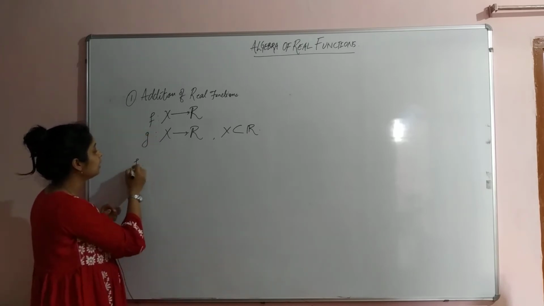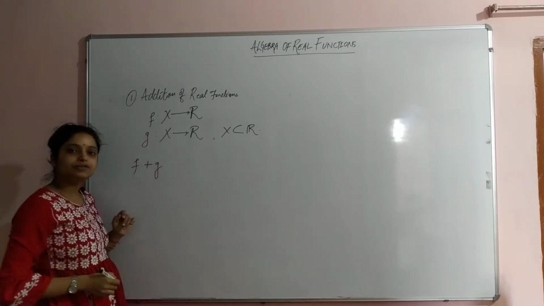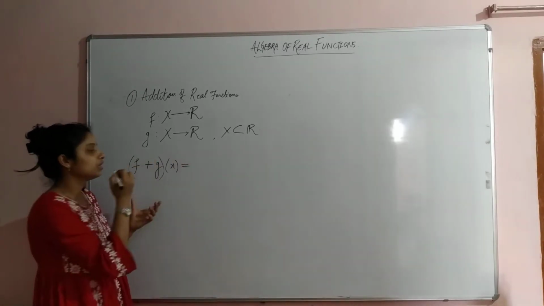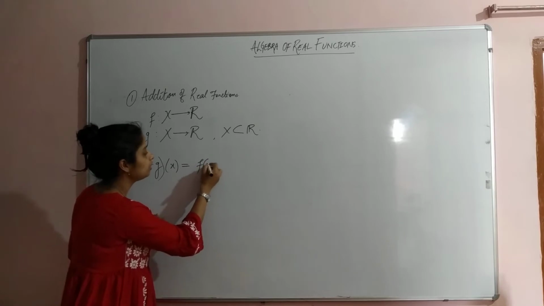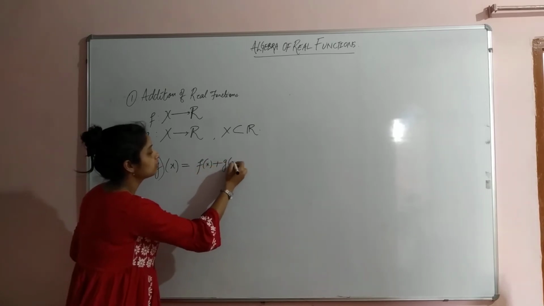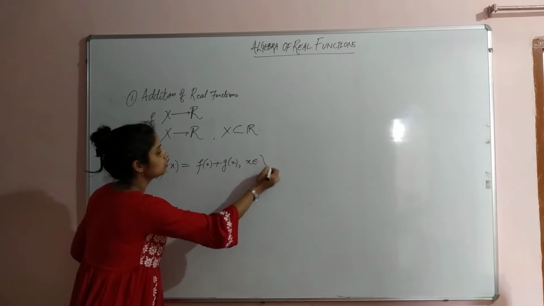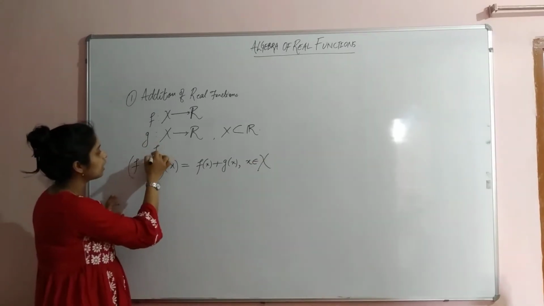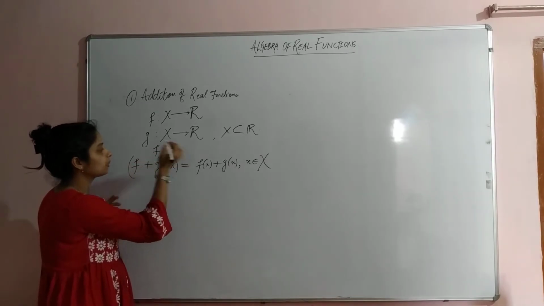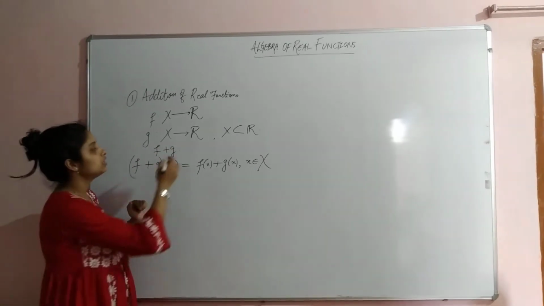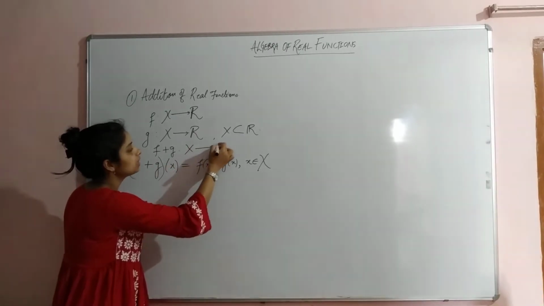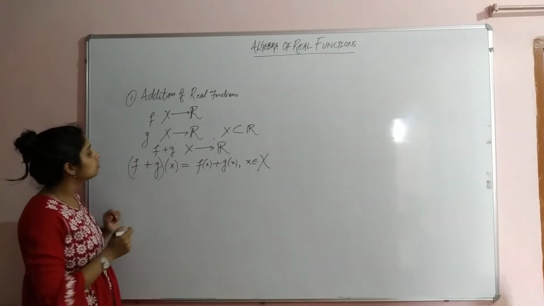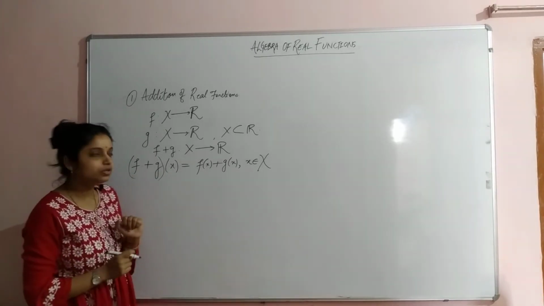Now defining addition of these two real functions. Addition of real functions is written in the form of f(x) plus g(x), where x belongs to set X. It is also clear that f plus g, the addition of two real functions, is defined from the set X to the set of real numbers. So this is the definition of addition of real functions.